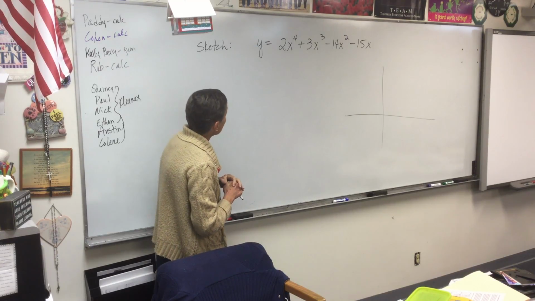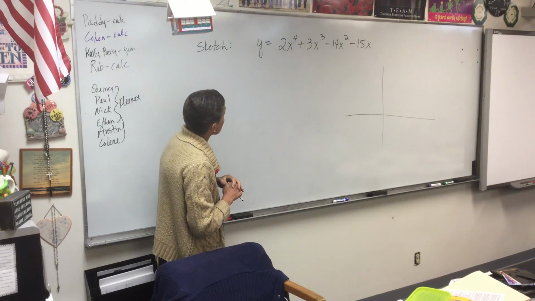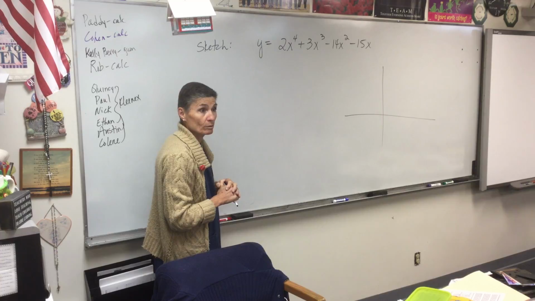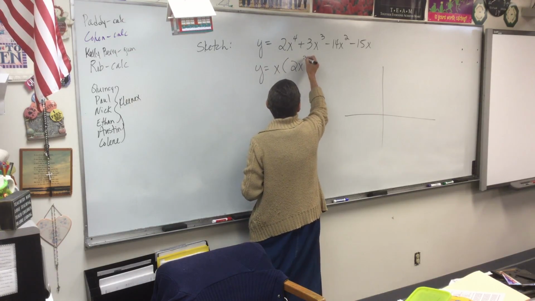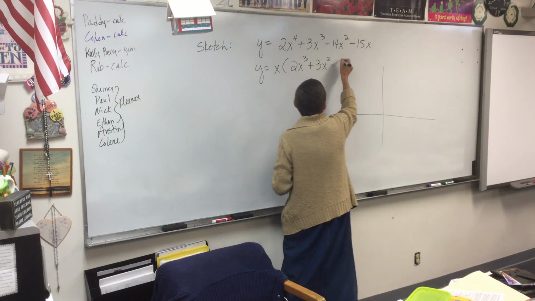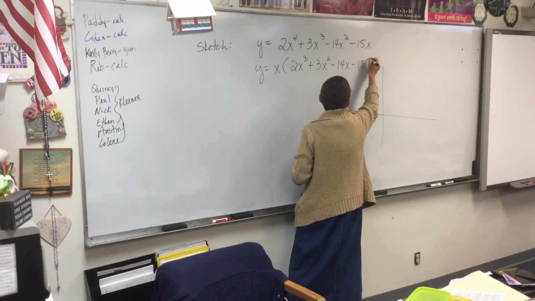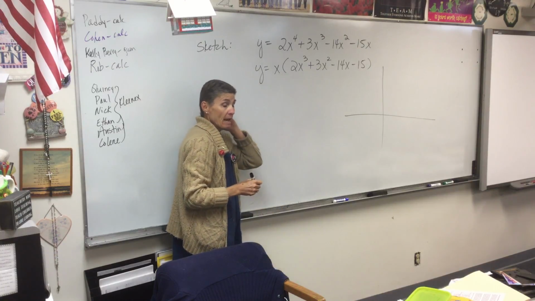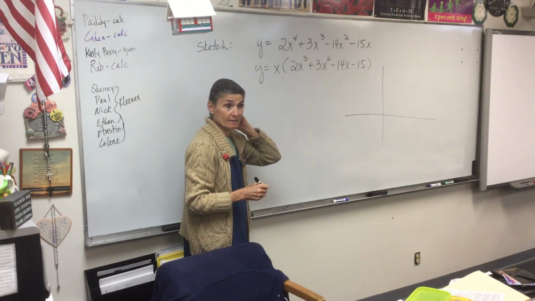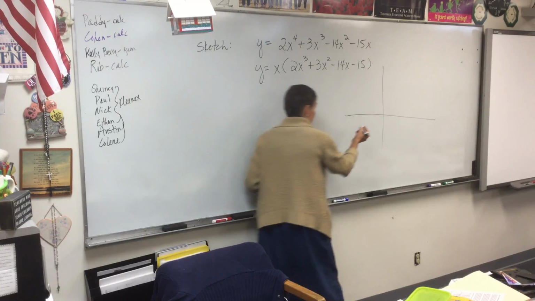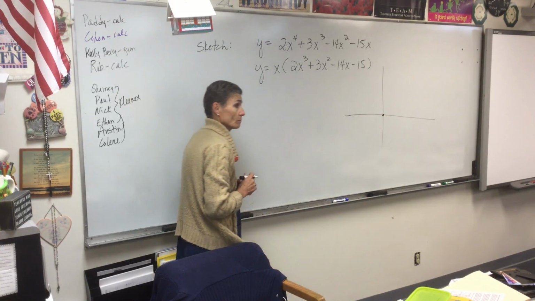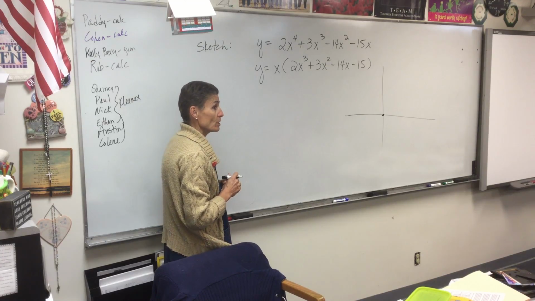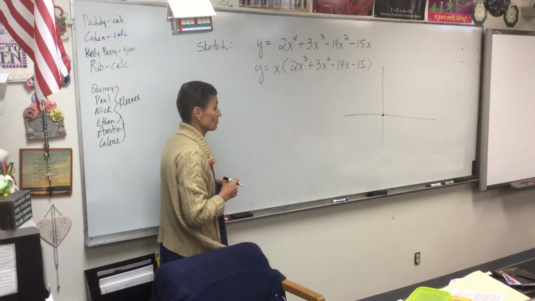Now take a look at it. Do you notice anything about it? You could factor out an x. All right, so that would be a good first step to factoring. We can't take out anything else, but we can take out an x. Now, the presence of an x means we're going to have an x-intercept at the origin, right? So we know one of our intercepts is x equals 0.